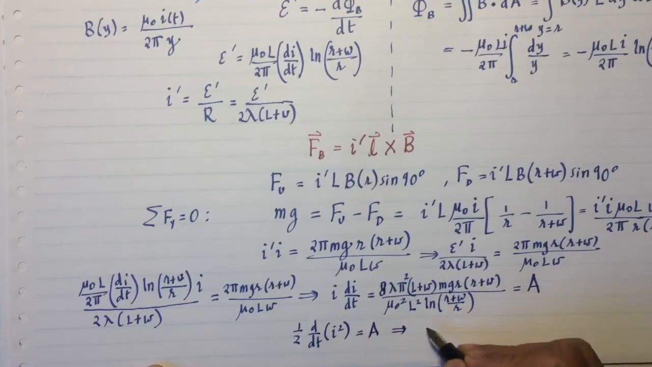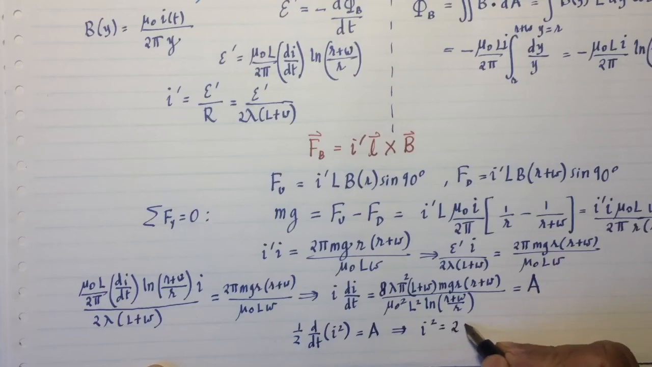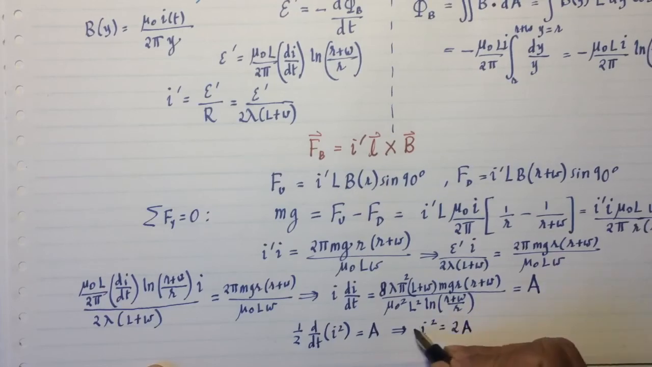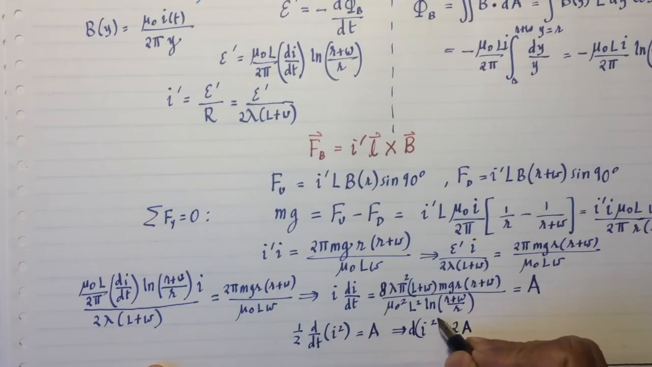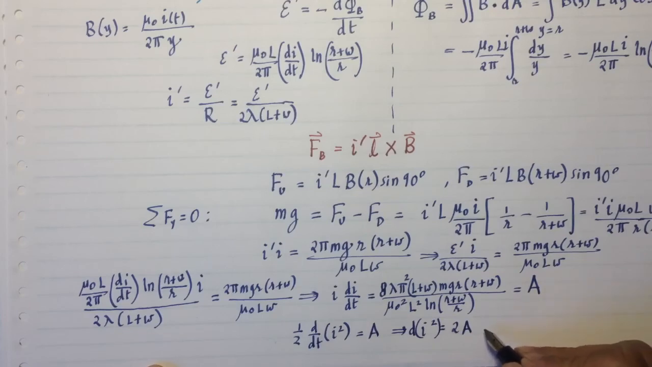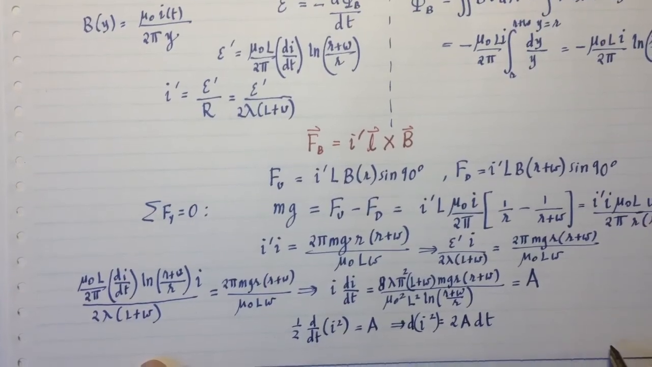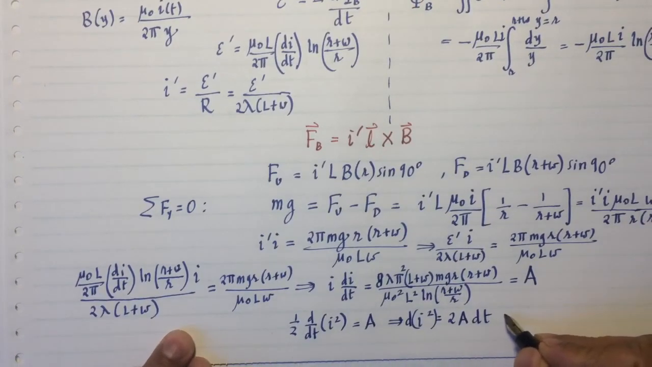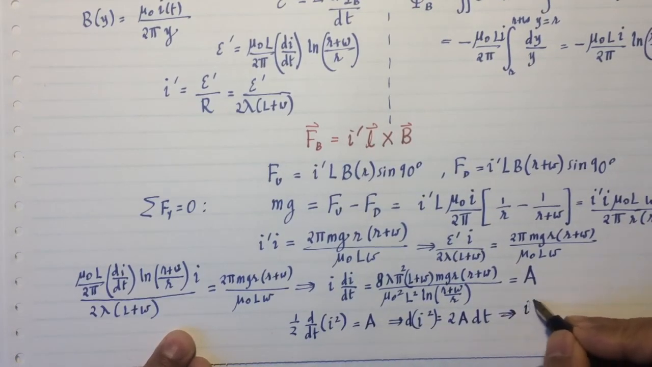Which tells me that d of I squared equals 2A dt. Now let's integrate both sides. If I integrate both sides, I'm going to get I squared is equal to 2A times t plus a constant.